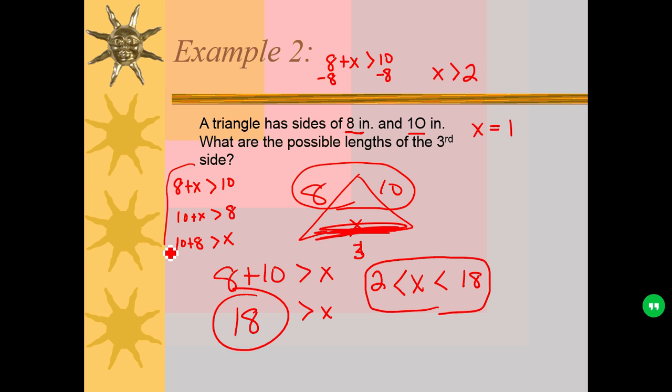So when I analyze all three of these together, I am able to narrow it down to this inequality. My x needs to be less than 18 and it needs to be greater than 2.